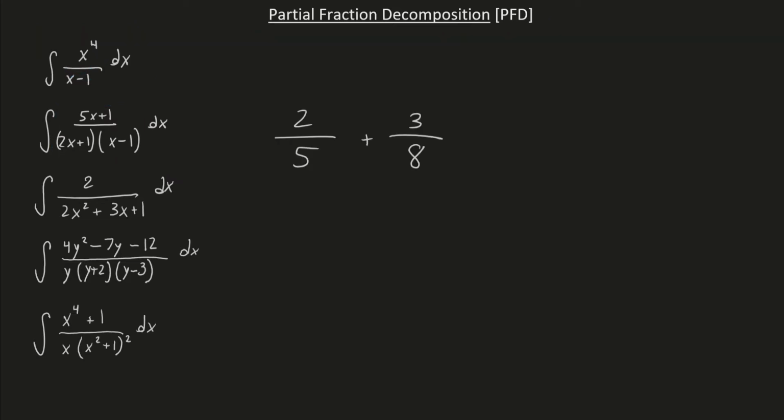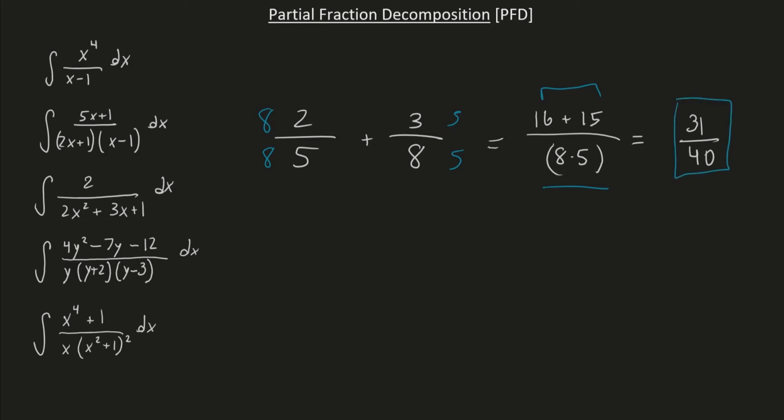So let's say we had to add these two fractions together. Well, we all know how to do that. You would do 8 times the numerator and denominator of this guy, and 5 times the numerator and denominator of this fraction to get that common denominator of 40. With that common denominator of 40, you could then directly add both, yielding an answer of 31 over 40.